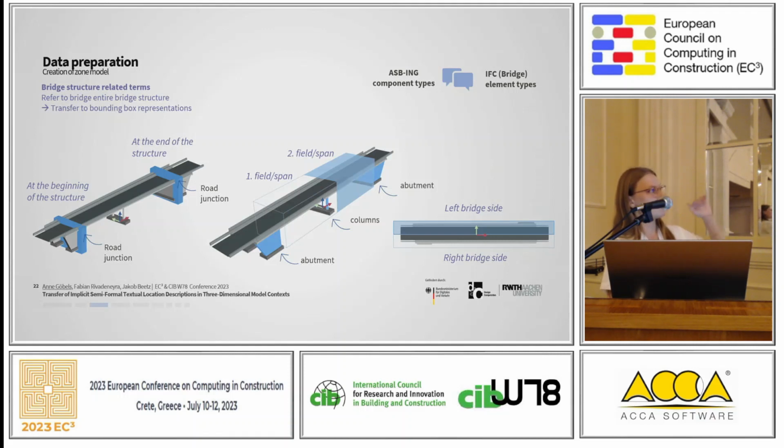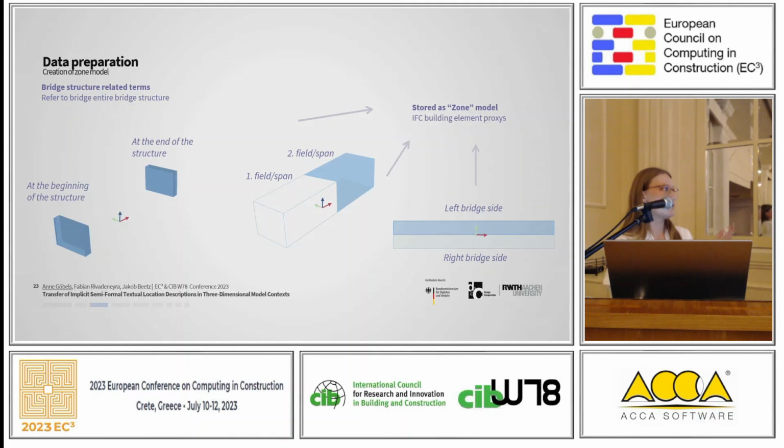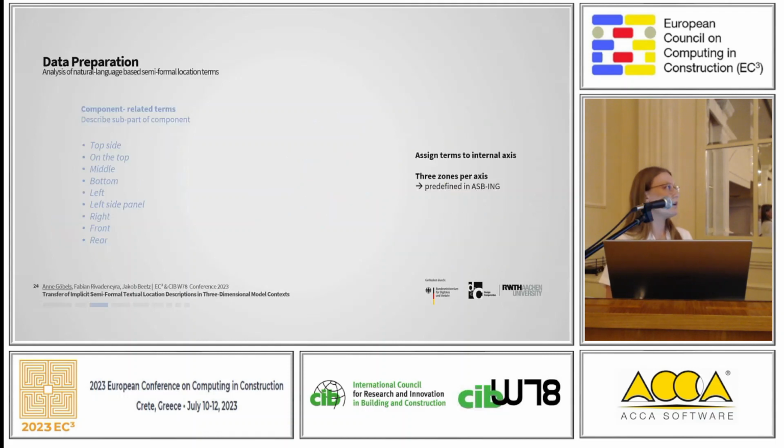And we did the same for the first and second span here in this example, because they are defined by the substructure components, and the right and left side of the bridge is just a bounding box divided along the main axis. And then we store that just as IFC proxy elements in another file, just to have a bounding box representation. And we also have to assign these component-related terms to the coordinate system.